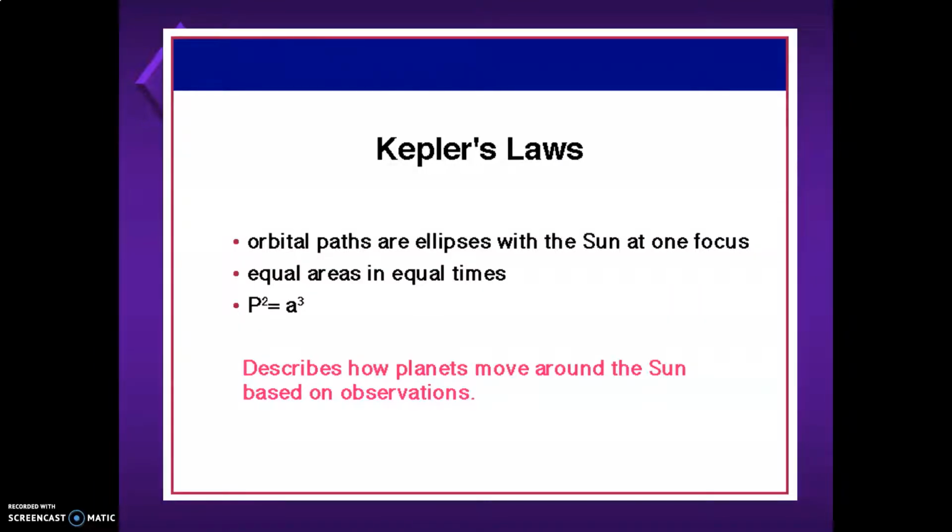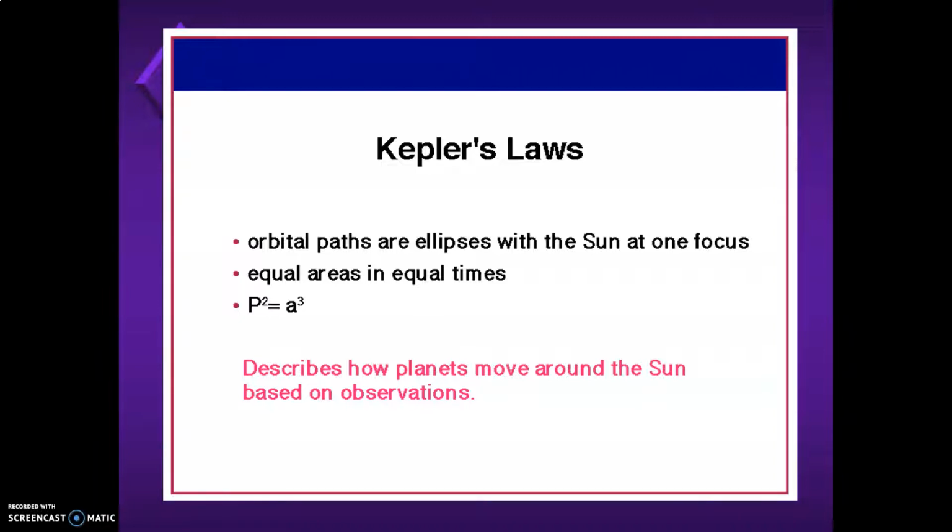So here are the three laws of Kepler in order. We're going to have to know which one's the first law, which one's the second law, and which one is the third law. So the first law says orbital paths of objects are ellipses with the sun at one focus point. I told you there's two focus points. An ellipse is an oval, so it's not a perfect circle, it's an oval shape.